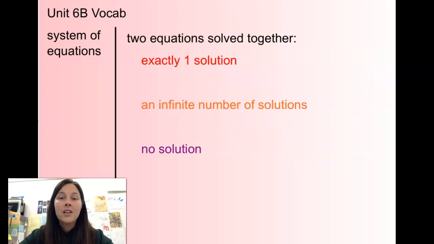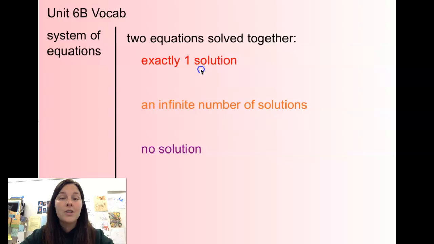So what we looked at in our linear unit was graphing one line at a time. Then we had our parallel and perpendicular unit, and we graphed two lines at a time. That's very similar to this lesson that we're going to be doing today, except that the lines don't have to be parallel or perpendicular. It's just any two lines on a coordinate plane together.